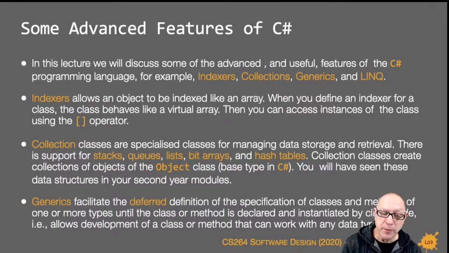Collections then, these are collection classes, and they're very specialized collections that you have for managing data storage and retrieval. So there's support internally in C# for stacks, queues, lists, bit arrays, hash tables. There's a sorted list as well, there's a few others. And these basic or fundamental collection classes create collections of objects, and they're of type object, which is the base type in C#, of course.